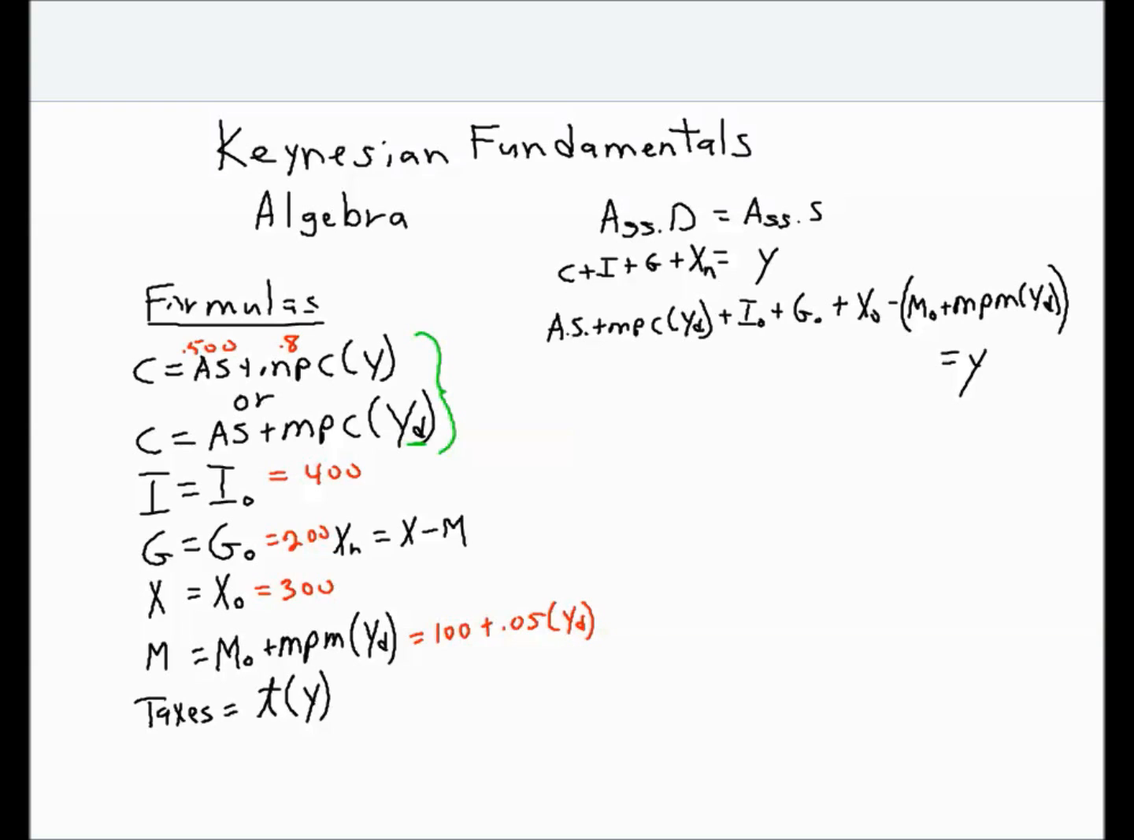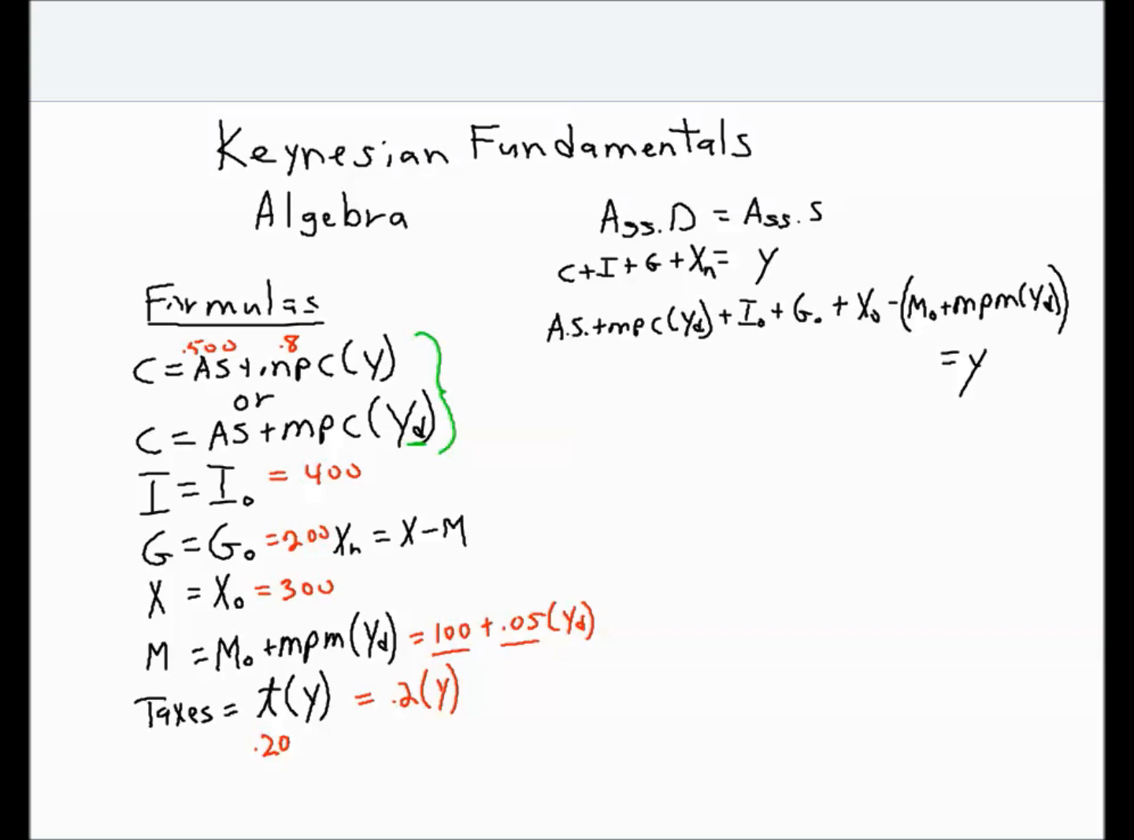So imports looks just like the consumption function. You have an autonomous part, this 100 right here, plus some fraction of your income you spend on imports, in this case 0.05. It's called the marginal propensity to import, and then times YD. And let's let the tax rate be, I don't know, let's say 20%. So little t is 0.20, 20%. So taxes then would be 0.2 times income, 20% of whatever your income is. Alright, so now you want to try to solve this thing.